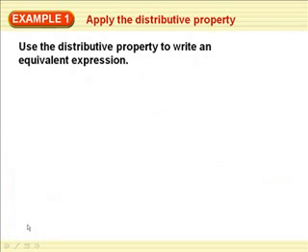So use the distributive property to write an equivalent expression. Now that's not wanting a full answer, just an equivalent expression. So all you're doing is you're taking this number times this number, and this one times this one. You're distributing the 4 into the problem by using multiplication.